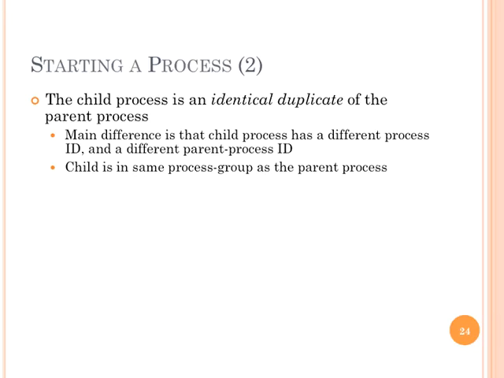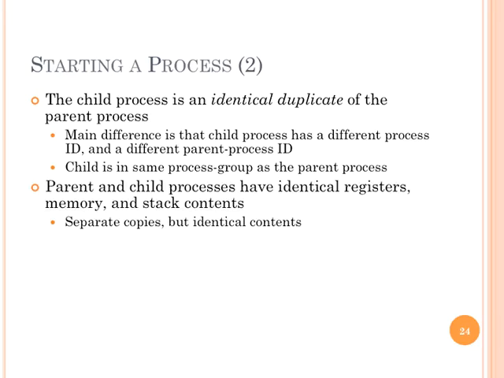Now, this is what's really unusual about this. It is an identical duplicate of the parent, which means that even the same files you had open before forking, the child and the parent both have open after forking. So it's kind of an unusual thing, but that's the case. And like I say, the child is in the same process group as the parent. The only real difference is who am I, what's my process ID, and who's my parent. What's my parent process ID. Those are the only 2 things that are really different between the child and the parent.